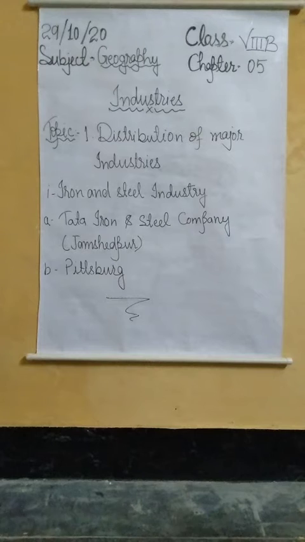And the process of converting iron ore into steel involves many stages. The raw material is put in the blast furnace where it undergoes smelting, and after that it is refined, and finally the output obtained is steel, which may be used by other industries as raw material.